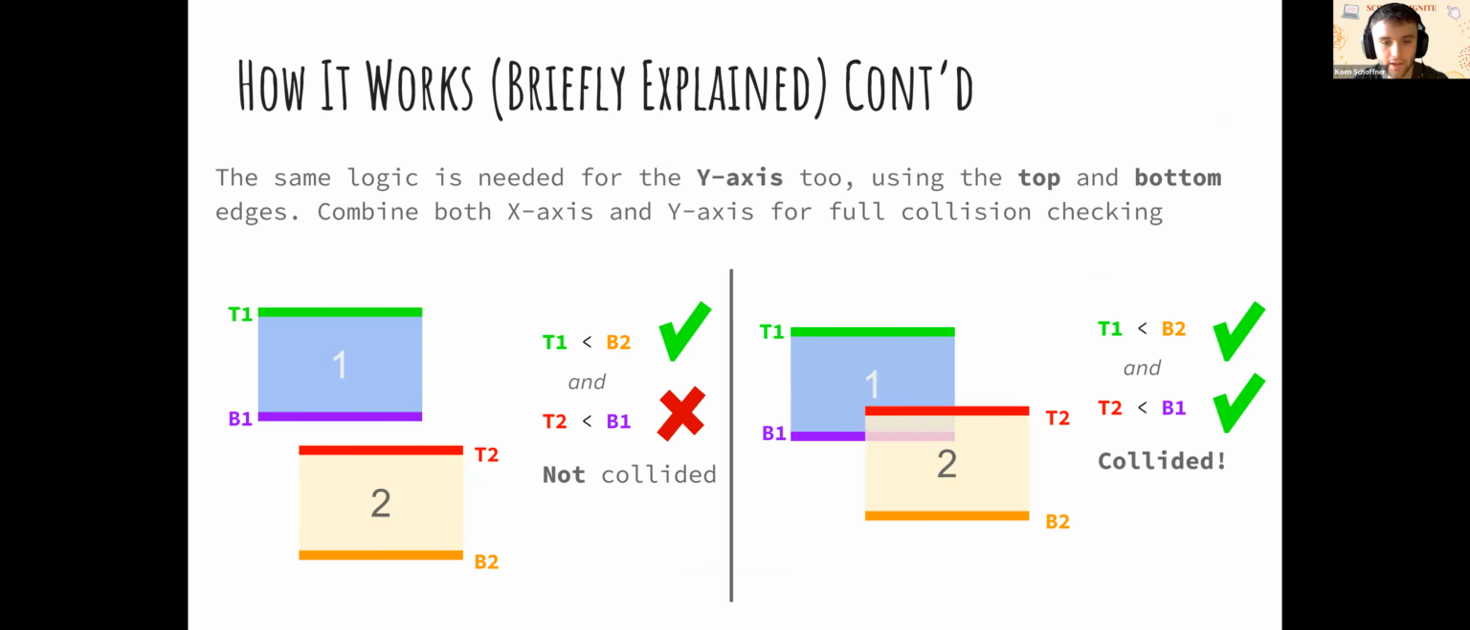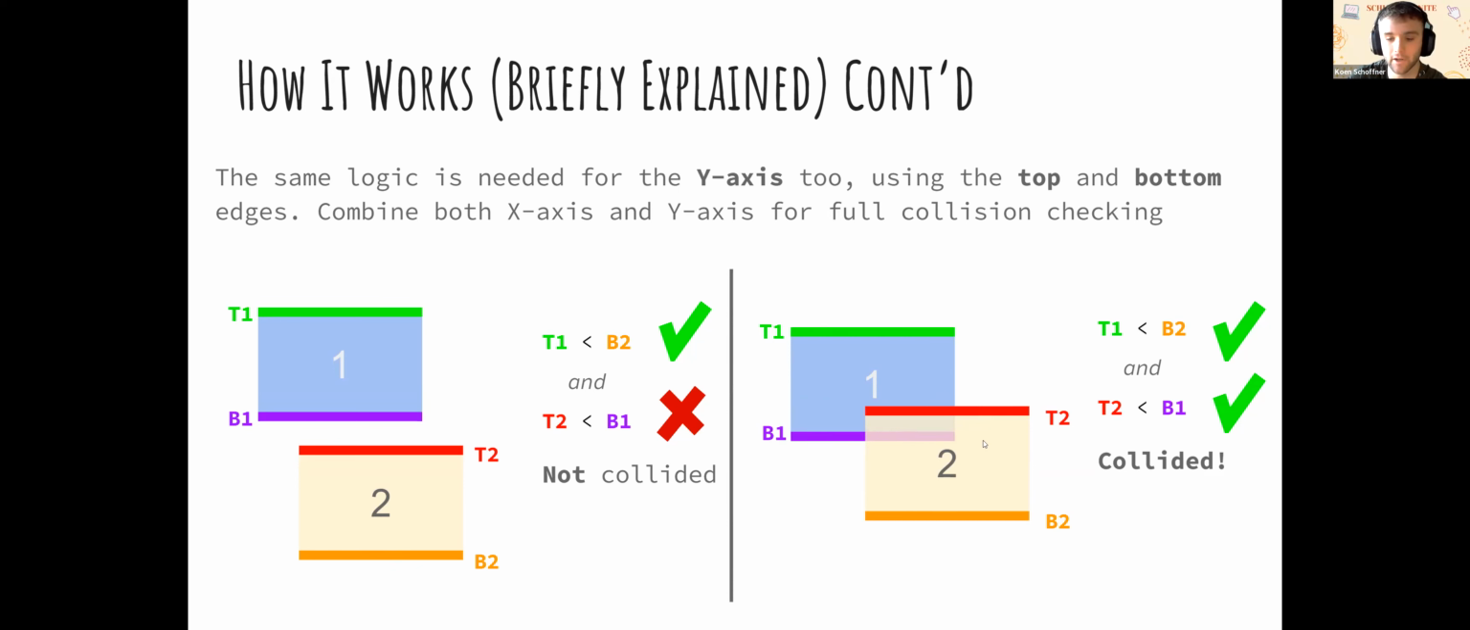Then it works the same way vertically. So you have top 1, bottom 1, top 2, bottom 2. This just checks again if top 1 is less than bottom 2, and if top 2 is less than bottom 1, which it's not in this case, then we don't have a collision. Vice versa, if top 1 is less than bottom 2 and top 2 is less than bottom 1, we have a collision, because we can tell by this statement that top 2 is in between top 1 and bottom 1. In that case, we would have a collision.